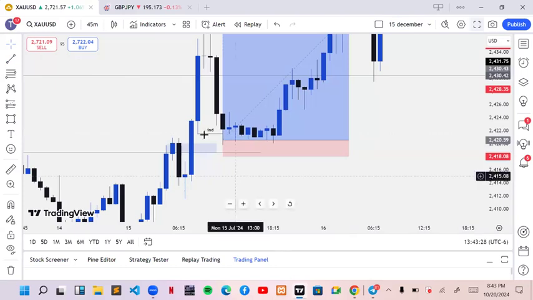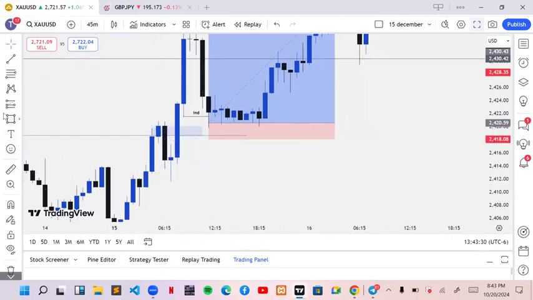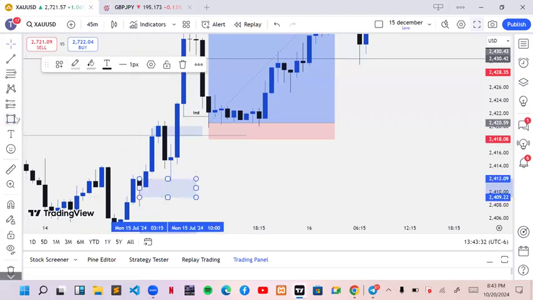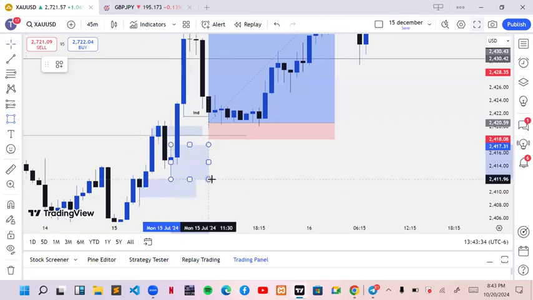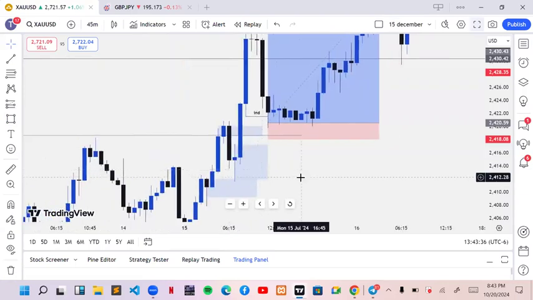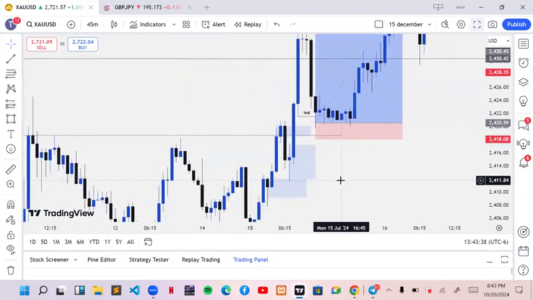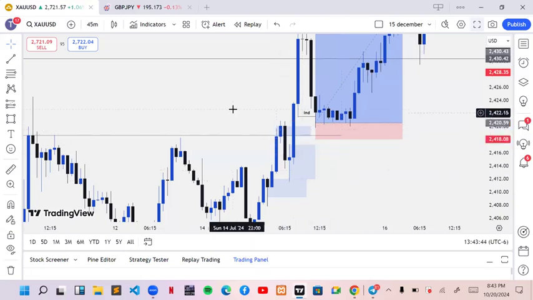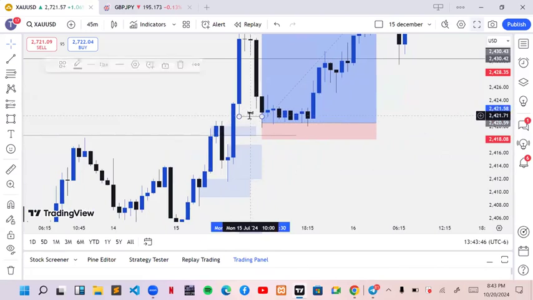So there's another block down here. There's also another block down here too. So which point of interest are we going to use? The first rule: there should be a break of structure or a market structure shift. Yeah, we have it. You should have liquidity protecting it. We have the liquidity, which is this inducement.